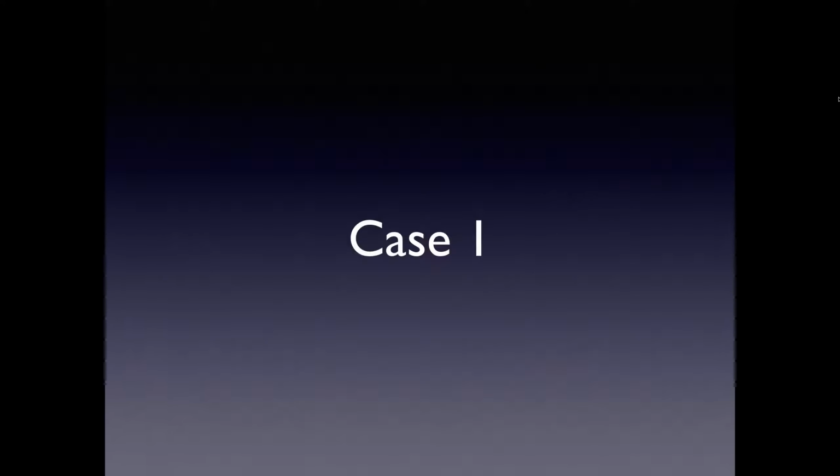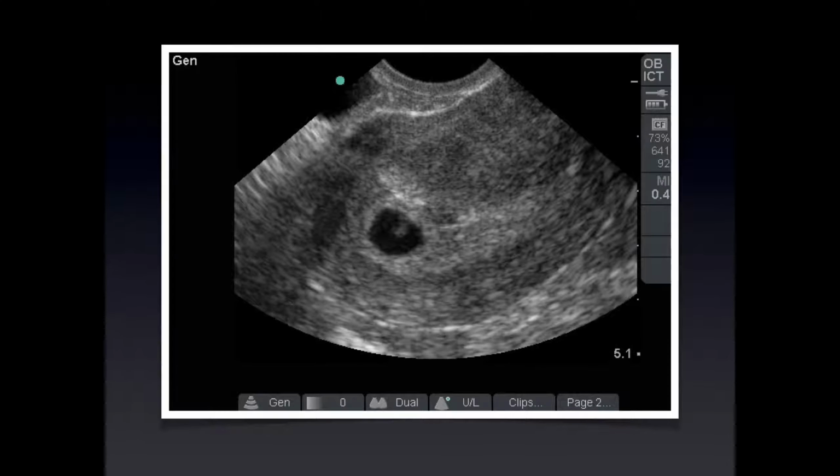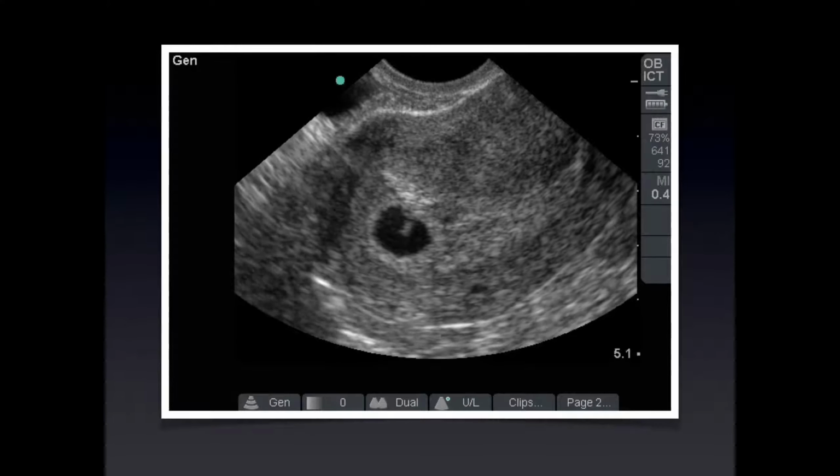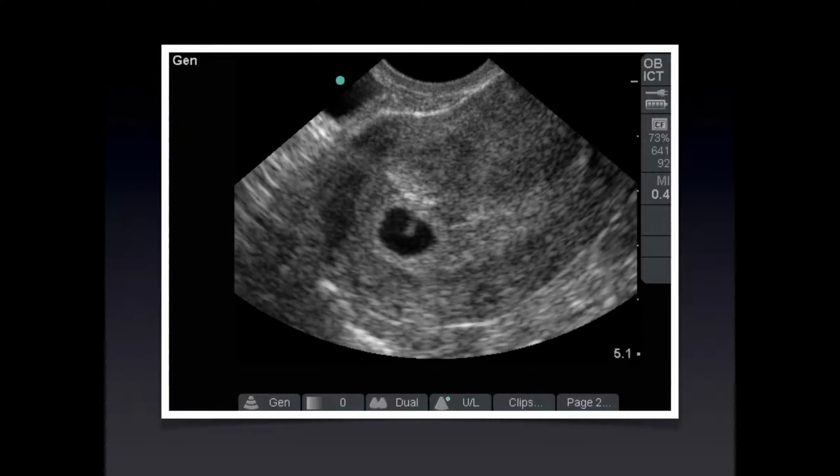Alright, finally we can have some fun and get into some cases. Case 1. Take a look at the image here. We'll go over some anatomy.